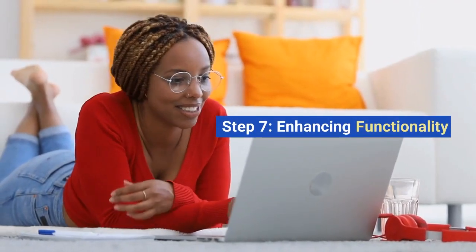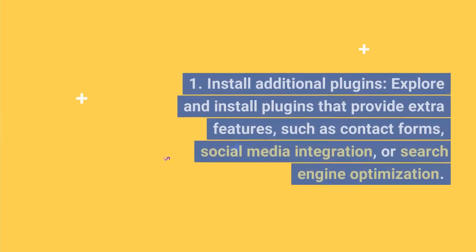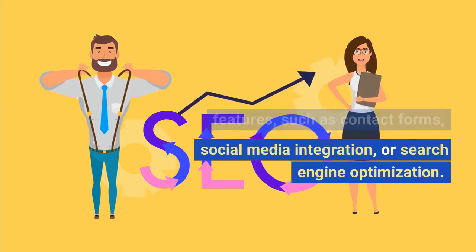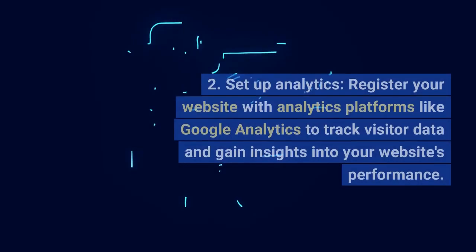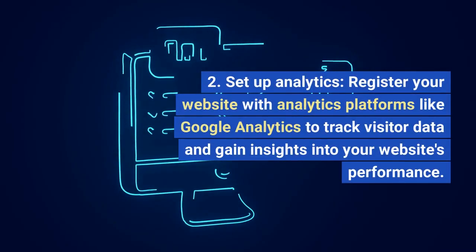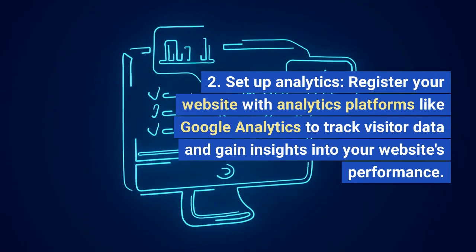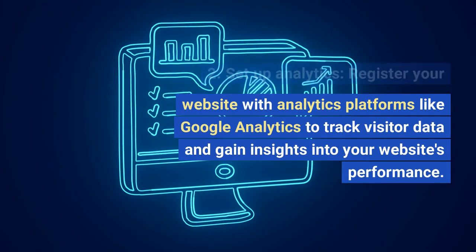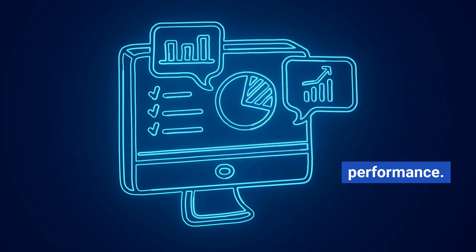Step 7. Enhancing functionality. 1. Install additional plugins. Explore and install plugins that provide extra features, such as contact forms, social media integration, or search engine optimization. 2. Set up analytics. Register your website with analytics platforms like Google Analytics to track visitor data and gain insights into your website's performance.